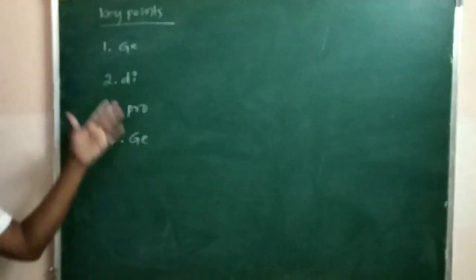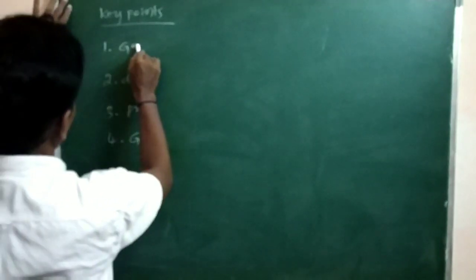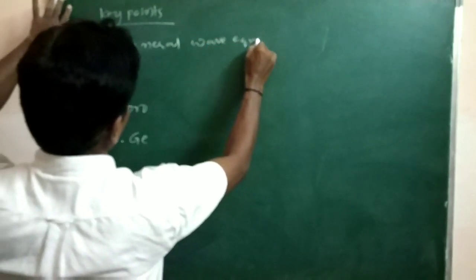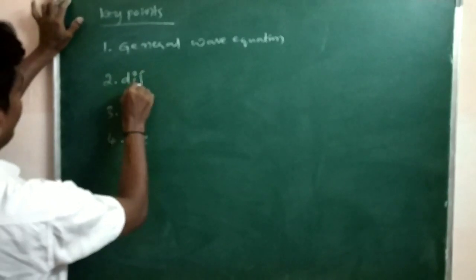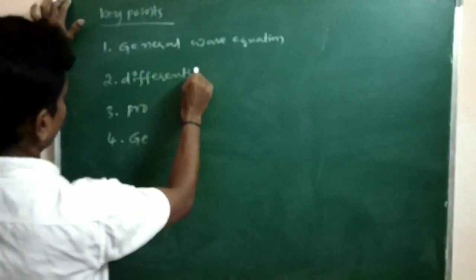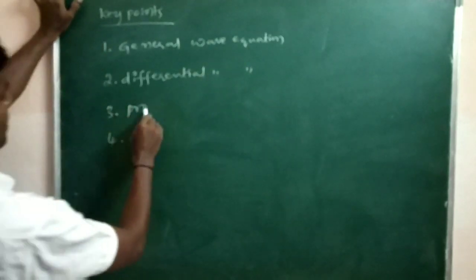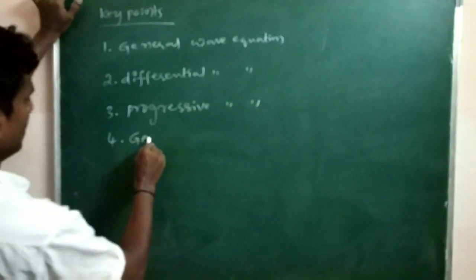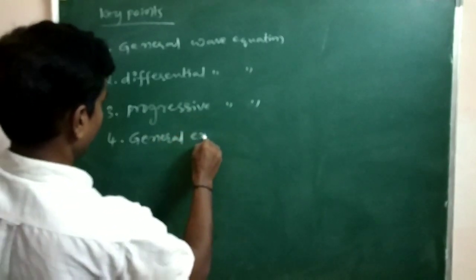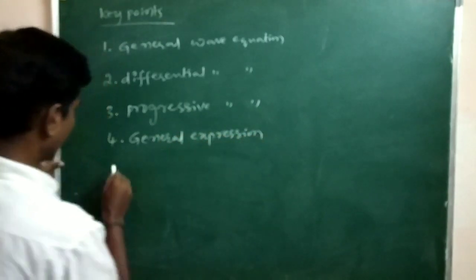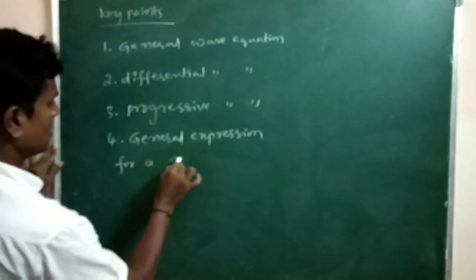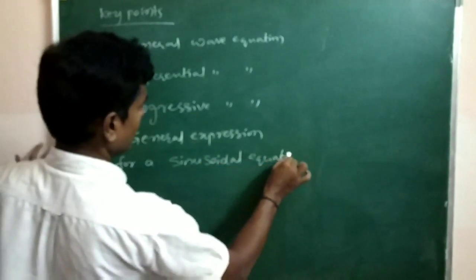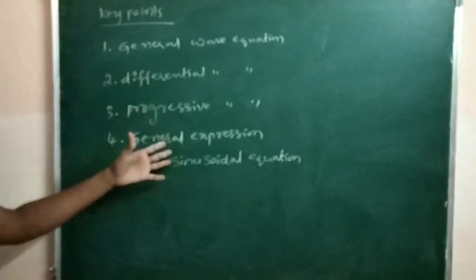JEE Pro J is the shortcut name. The points are: general wave equation, differential wave equation, progressive wave equation, and general expression for a sinusoidal equation. Now we are going to discuss these points.